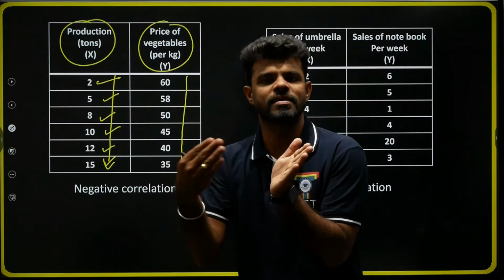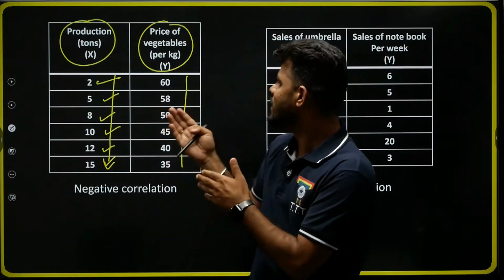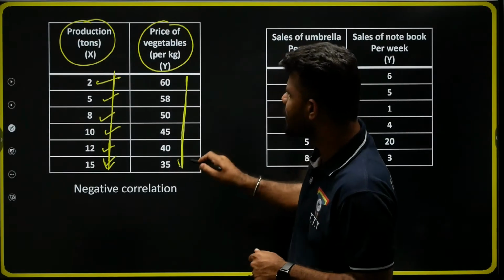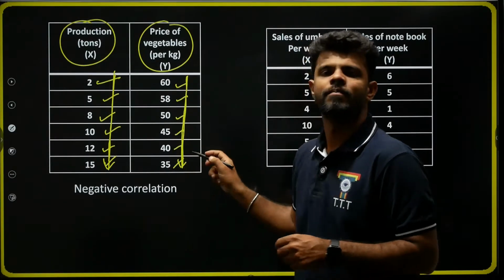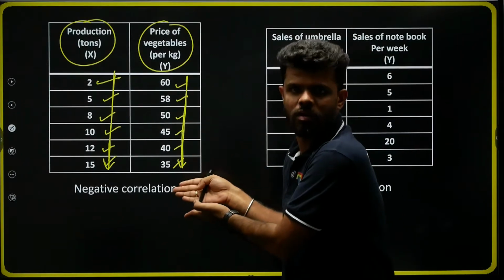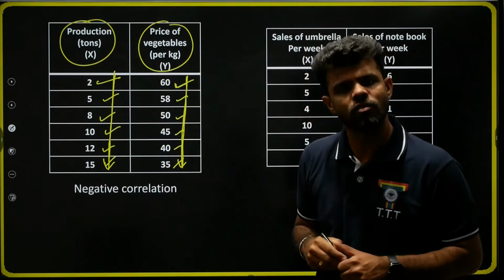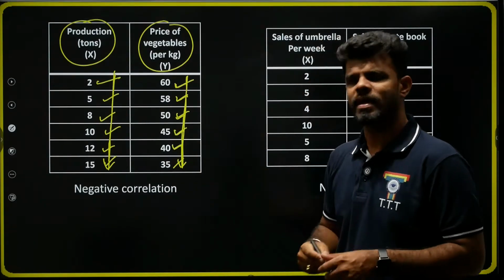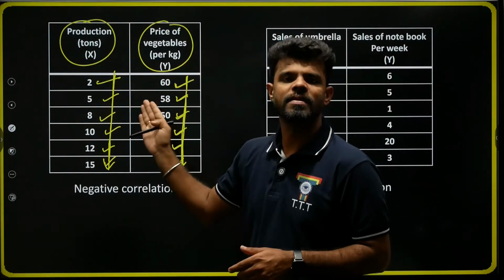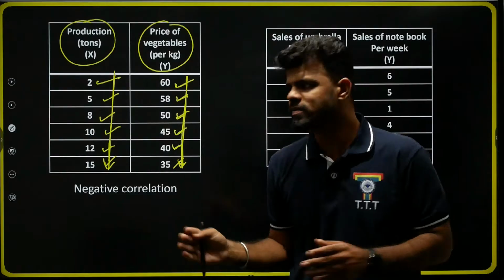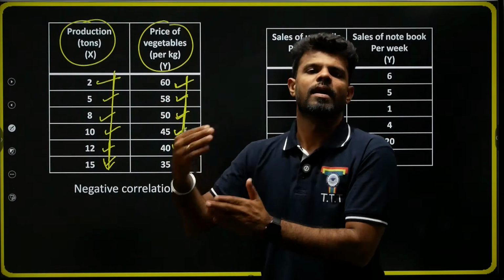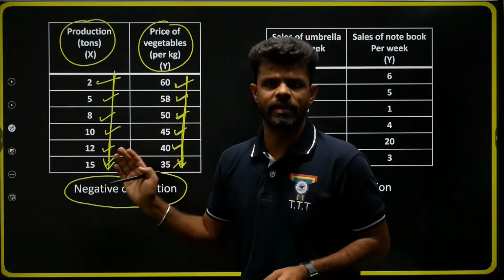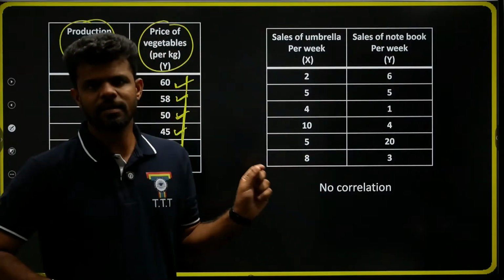As production increases, what is happening to our price of vegetables? Here it is decreasing. So that means one variable is in increasing order and another variable is in decreasing order. If you observe the second variable, the values are in decreasing order. Look at the vegetable price: in the first year it was 60 rupees, next 58 rupees, next 50 rupees, 45 rupees, 40 rupees and 35 rupees. So these two variables are said to be negatively correlated, because one is in increasing order and another is in decreasing order. Therefore we call that negative correlation between two variables x and y. So that is the second type of correlation.